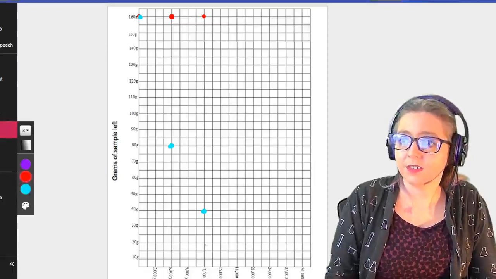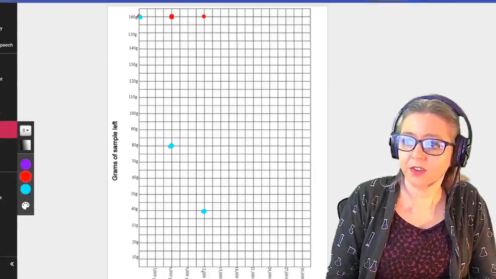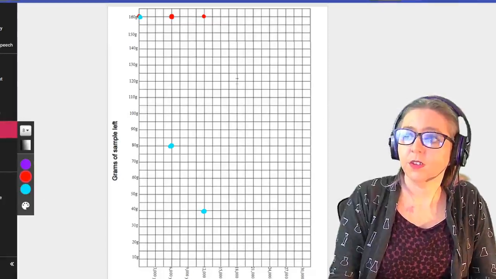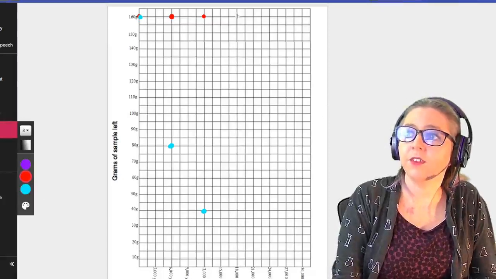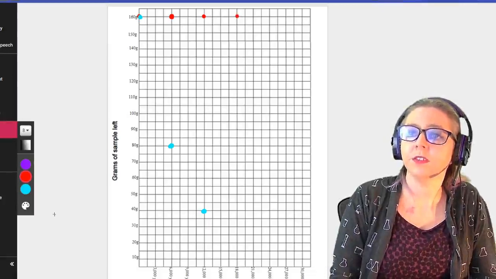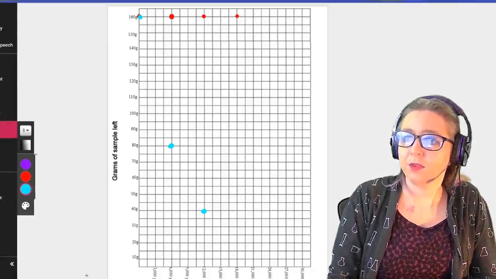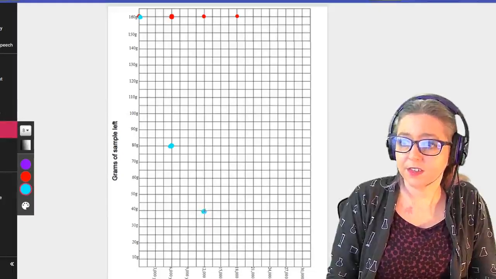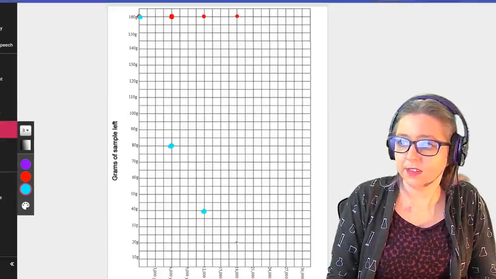So another 6,000 years comes to pass. I was at 12,000 years. Now I'm at 18,000 years. So go up on my graph and I make a dot here for my carbon-12. My carbon-14 was at 40 grams, but now another 6,000 years have passed. So I'm going to go down to 20 grams at 18,000 years.